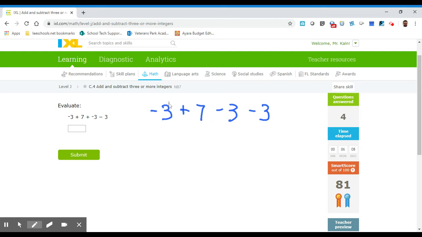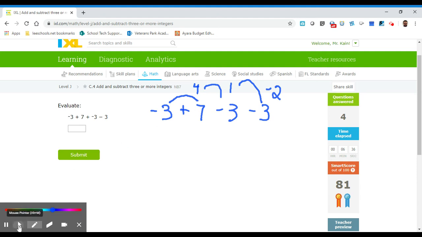Let's go left to right. Different signs mean subtract. 7 minus 3 is 4, and 7 is bigger than 3, so it's positive. Then 4 minus 3 is 1. 4 is bigger than 3, so it's positive. Then 1 and -3. Different signs mean subtract, so 3 minus 1 is 2. 3 is bigger than 1, so it's going to be -2. Type it in, -2.